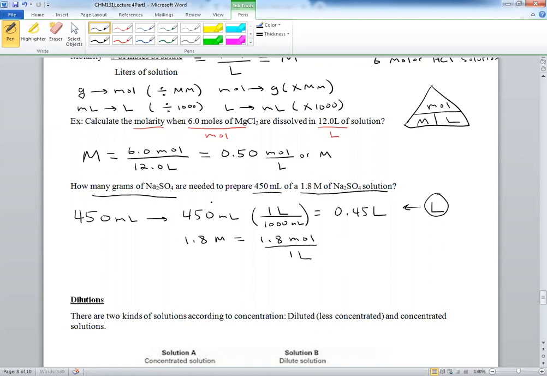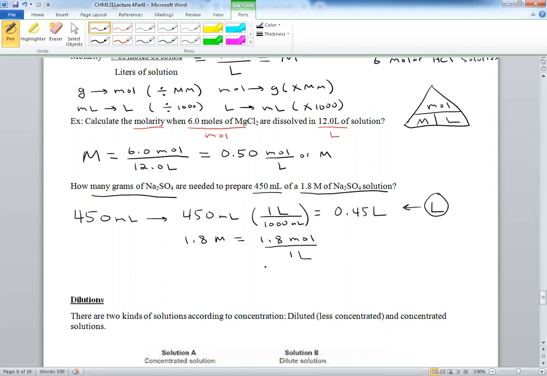The question is asking for grams. If you're given the molarity and the liters, then the only thing that's unknown is the moles. So you have to calculate the moles. A quick way, we say moles is molarity times liters. And that gives you the moles. Then when you have the moles, you can convert to the grams. We already know how to do that.